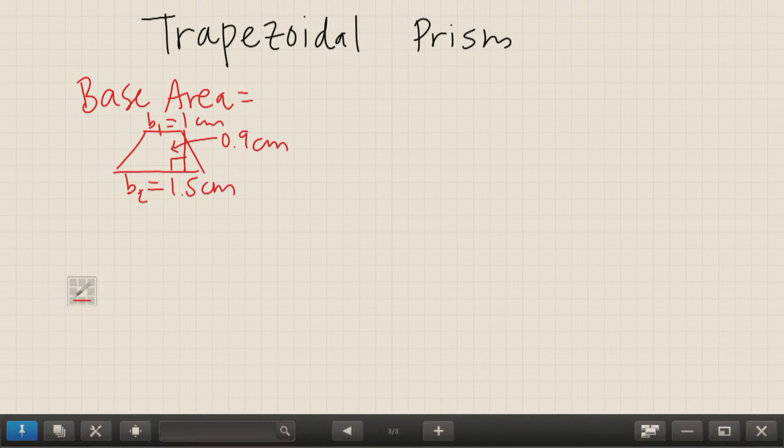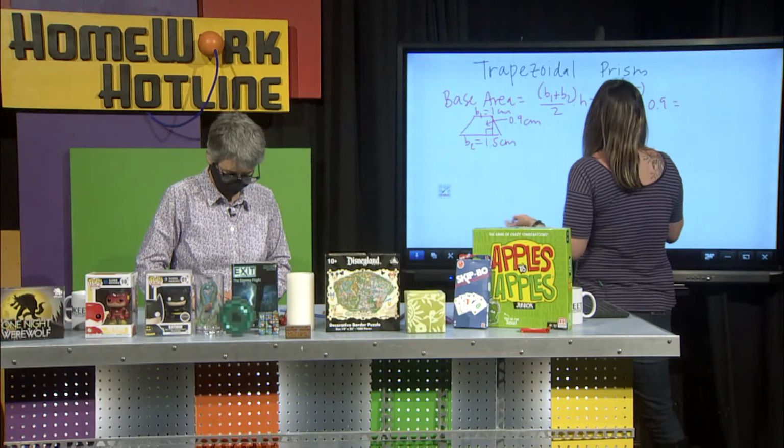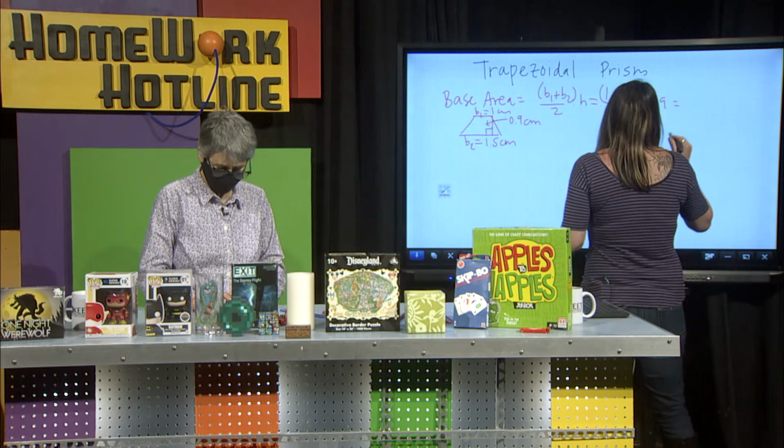So we're going to average the bases, and then times it by the height. Averaging means you add up how many you have and you divide by how many you have. So I'm going to do 1 plus 1.5, and then I'm going to divide by 2, and then I'm going to times it by 0.9. So 2.5 divided by 2 is 1.25, right? Yes.